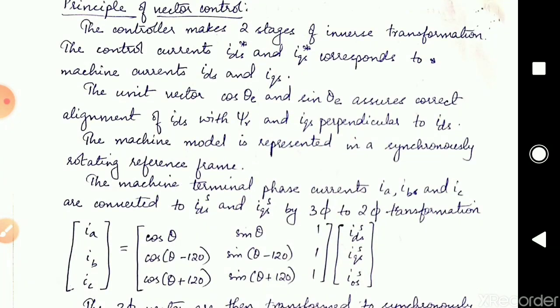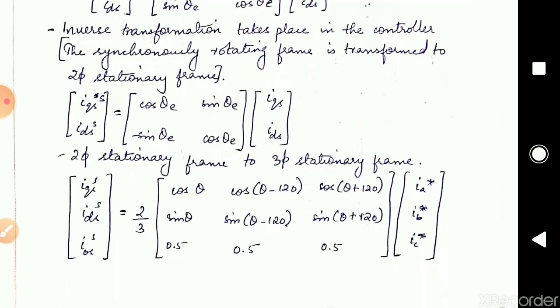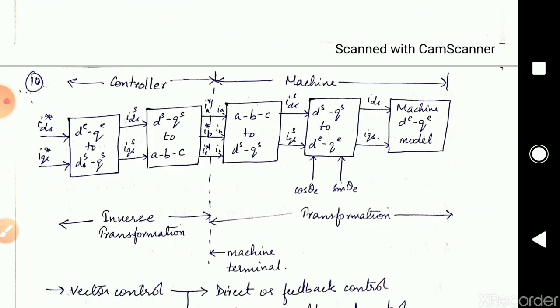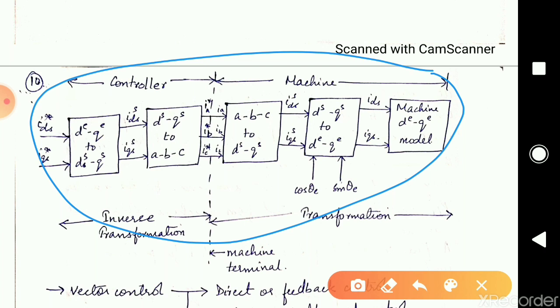I am moving on to the main principle of vector control. In order to discuss these portions, I am just taking a particular block diagram. The block diagram is given in the next page after the principle of vector control. This block diagram basically covers everything which vector control has to say, or how vector control is being controlled is given in this particular block diagram. This block diagram is very, very important.